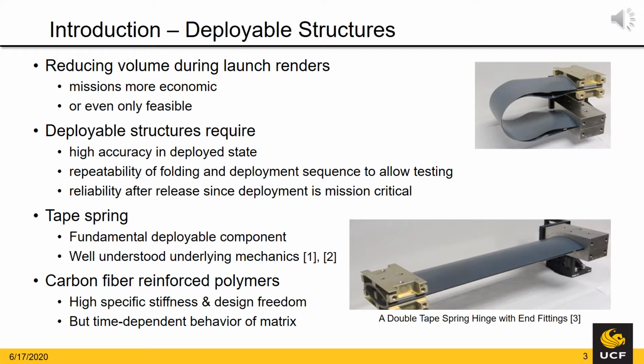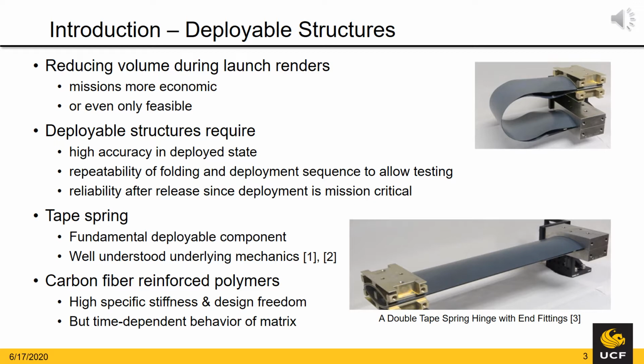Common examples of folded structures are reflector antennas, solar sails, drag sails, and star shades due to their typical sizes of several square meters. We would like to focus on tape springs as one of the most fundamental deployable components though. The photograph in the lower right hand shows a tape spring hinge made from two tape springs connected with end fittings. The photograph on the upper right hand shows the folded configuration of this hinge.